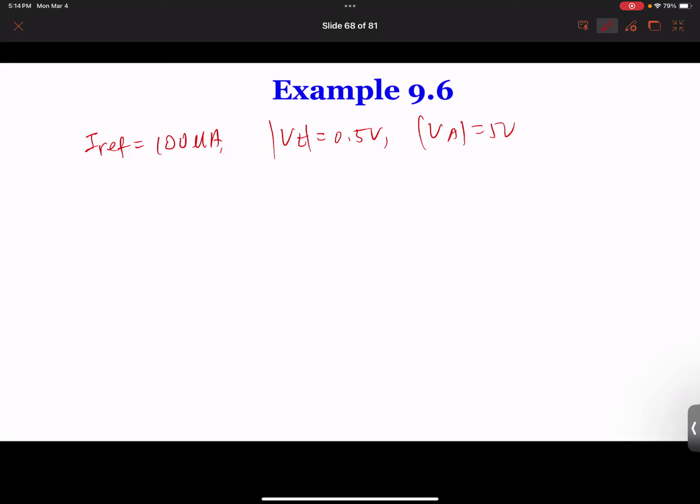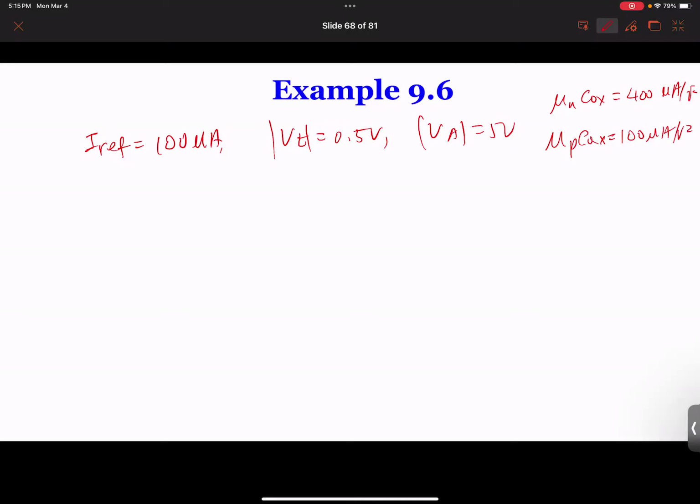And then they also give this mu N times COX, which is constant, is going to be 400 microamps over V squared. But the P-type is a little smaller, it's 100 microamps over V squared. So that's the given value.